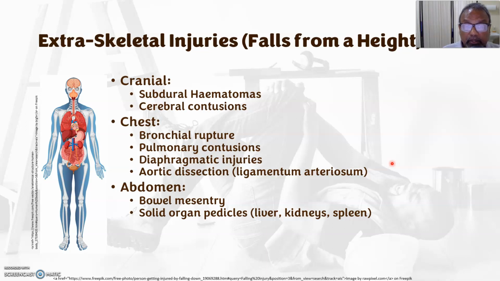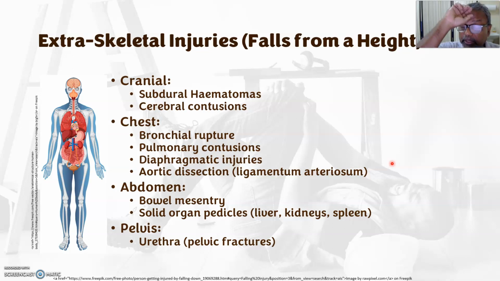Similarly, solid organs such as the liver, kidney and spleen may continue to move as the body hits the ground, and this shearing force is felt most at the pedicles of these organs, which may lead to disruption of the pedicle and severe injuries, vascular injuries with bleeding. Finally, some of the soft tissues around the pelvis, such as the urethra, may be damaged in association with pelvic fractures.